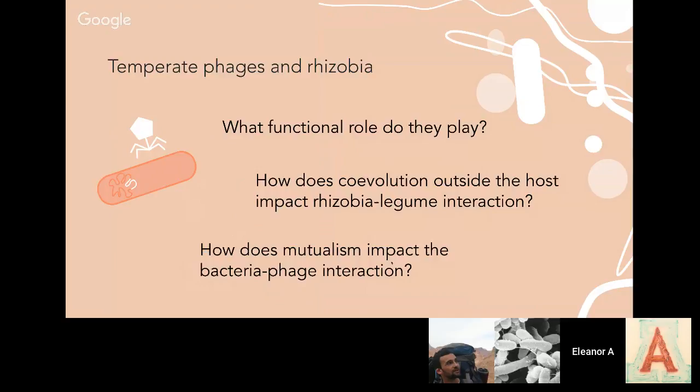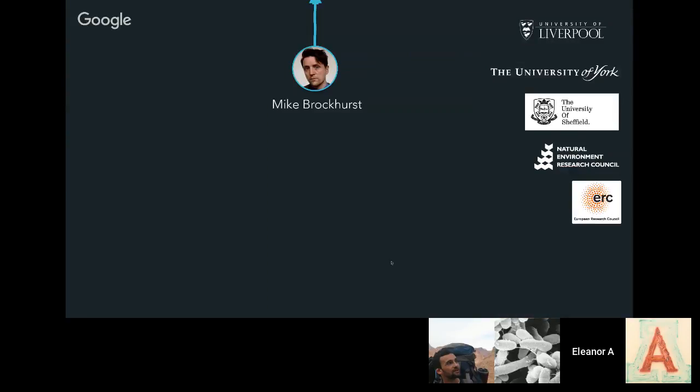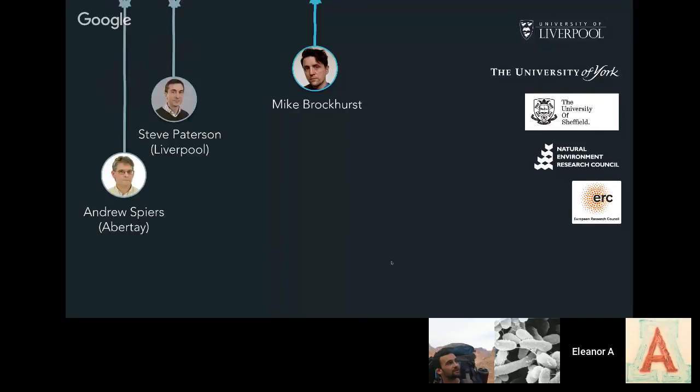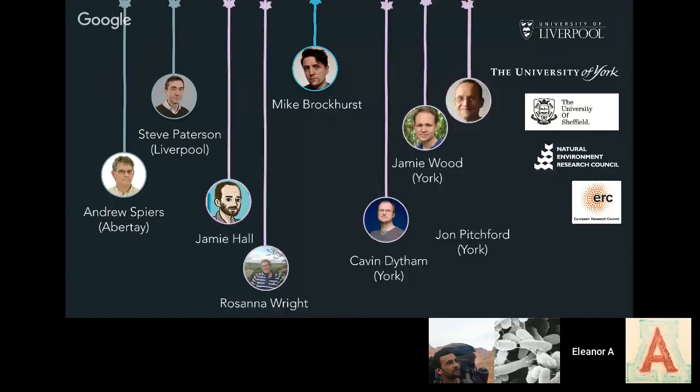Okay, so the final thing to do is my acknowledgements. I've given these a little festive flair for you. All of the work, all the data I presented, was from Mike Brockhurst's lab, first at the University of Liverpool and later York. And I have some key collaborators who co-supervised my first postdoc, Andrew and Steve, and a huge number of people who were really instrumental in the work that I've presented. And yeah, thanks for listening.